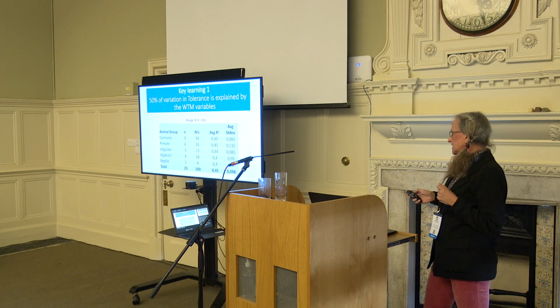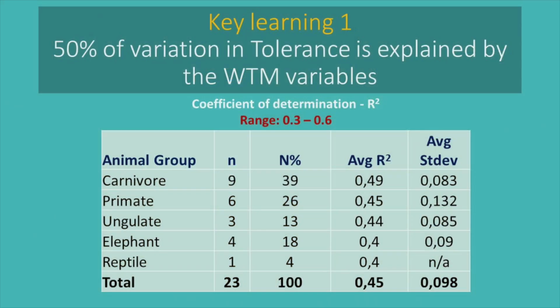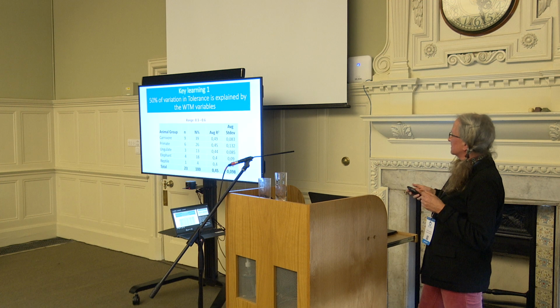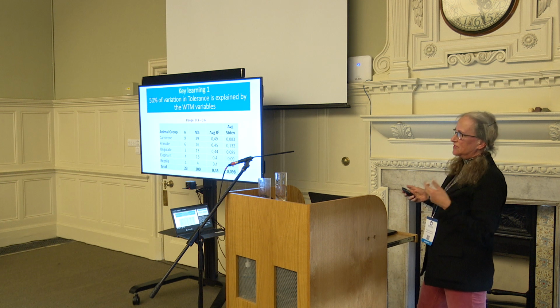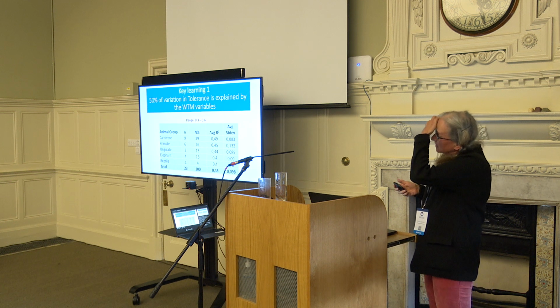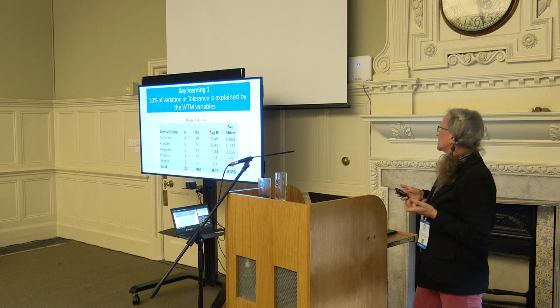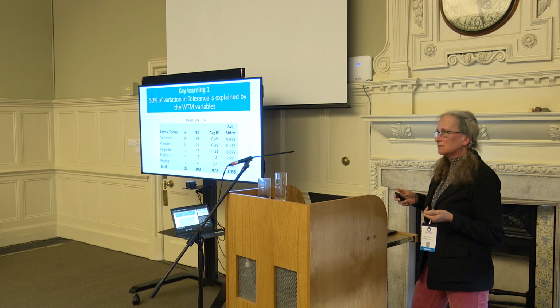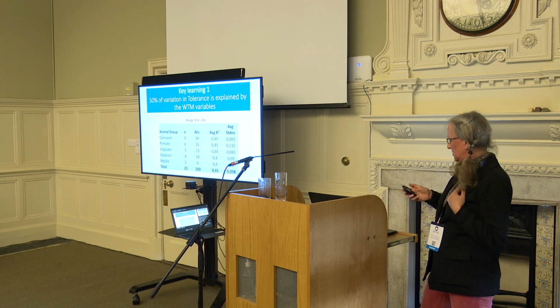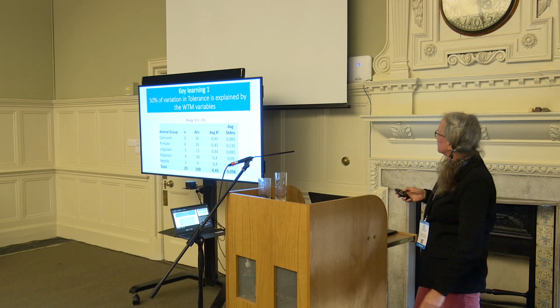So the first one is that 50% of variation in tolerance is explained by the model. So we measure the coefficient of determination, and that basically just explains how much all the variables in the model explain tolerance. So 50% is considered quite good for the behavioral sciences, because behavior, we know, is very difficult to explain.